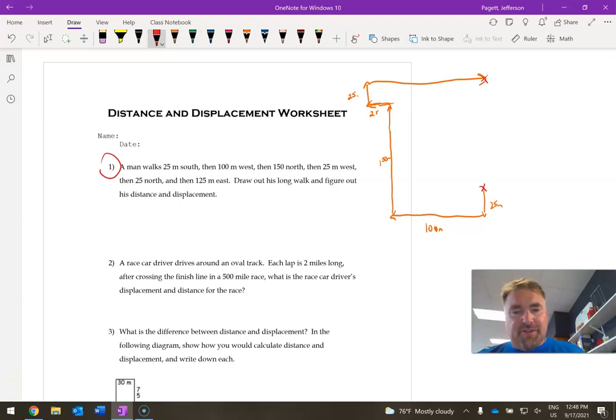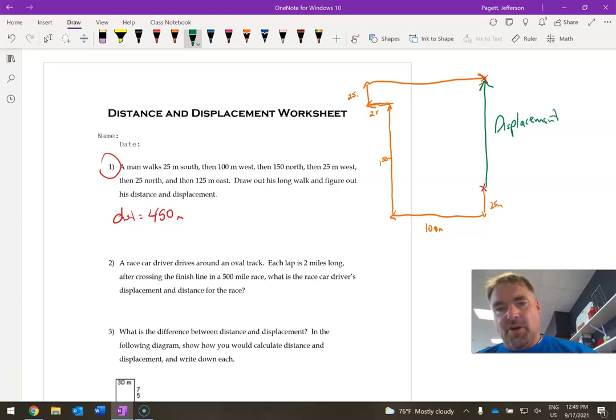So if I want to find out the distance, it is literally just going to be adding it all up. And so if I go 25 plus 100 plus 150 plus 25 plus 25 plus 125, I'm going to end up with 450 as being his distance. So the distance traveled is 450 meters. The difference is that distance is just how many steps he took or how many meters he went, that kind of thing. Whereas displacement, we want to know how far he is from where he started to where he ends. So this right here would be the displacement.